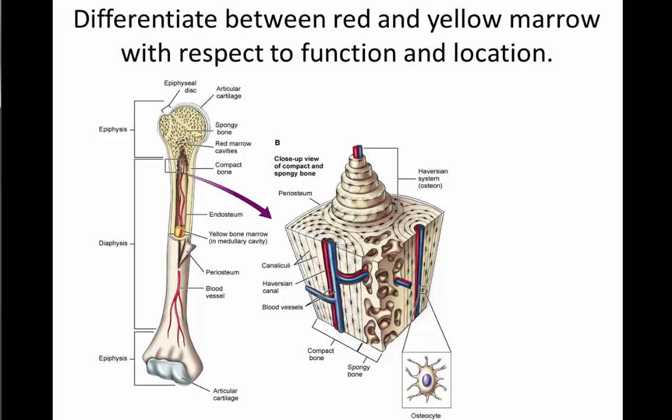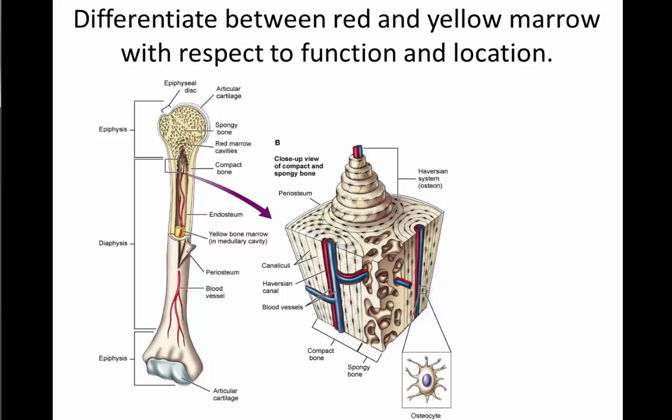And so we've mentioned this a little bit already, but we want to differentiate between red and yellow bone marrow with respect to function and location. So the red bone marrow is found within the spaces in spongy bone in the epiphyses of a long bone. The yellow bone marrow is found within the medullary cavity within the diaphysis of a long bone.